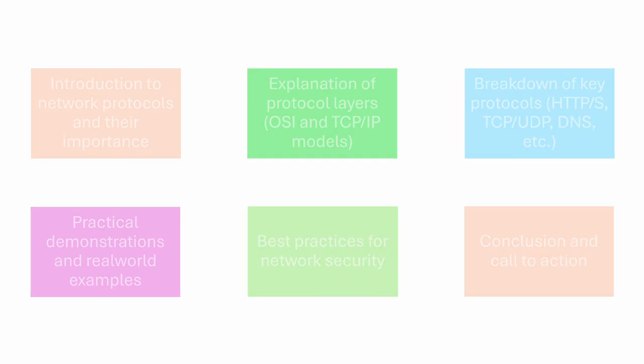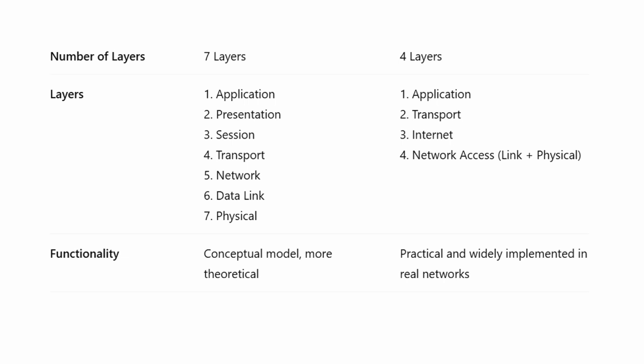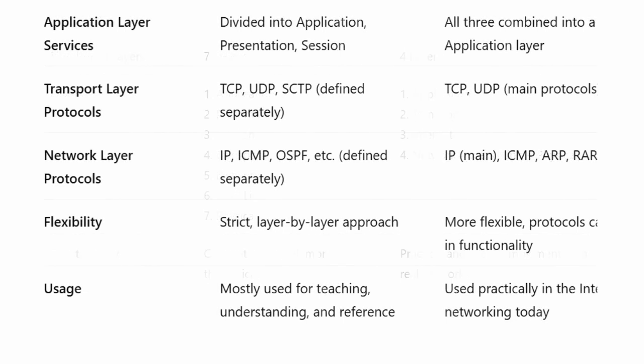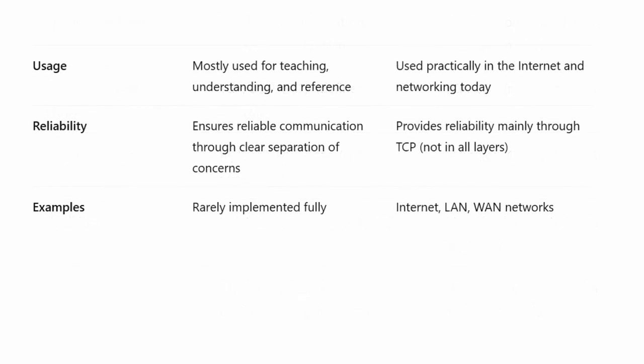While the OSI model is great for learning, the real-world implementation used by the Internet is the TCP/IP model. This simpler model has just 4 layers that roughly correspond to the OSI model. 1. Application layer, combines OSI application, presentation, and session layers. 2. Transport layer, same as OSI transport layer. 3. Internet layer, same as OSI network layer. 4. Link layer, combines OSI data link and physical layers.